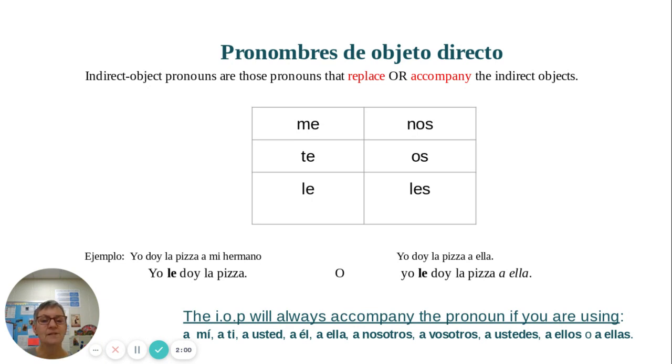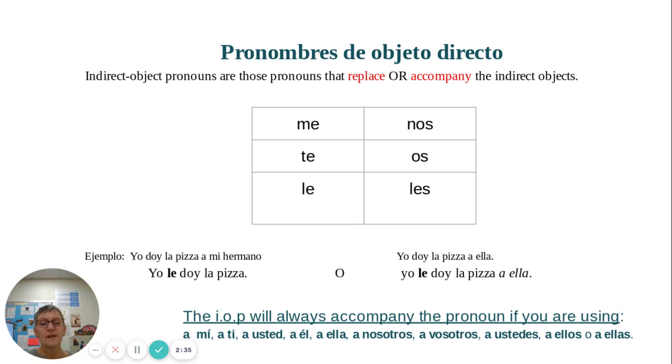Yo doy la pizza a ella. The pronoun that would go with ella is le. Yo le doy la pizza a ella. But notice, I didn't get rid of a ella. Because look at the top in red. It says indirect object pronouns can replace or accompany the indirect objects. We couldn't do that with direct objects. If we got a pronoun, we had to throw out the direct object. But now we can choose to keep it there if we want.